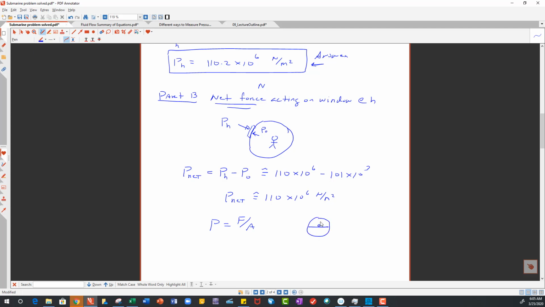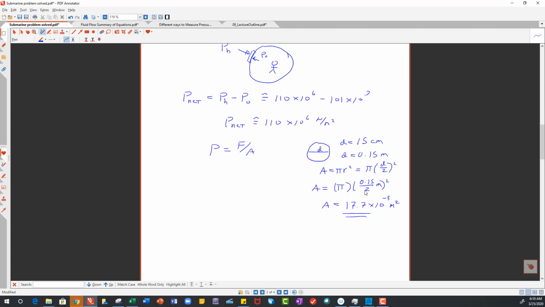And I had input the wrong diameter. The diameter is 15 centimeters. And then the area of a circle, which is a circular window, is pi r squared. So it equals pi times the diameter divided by 2, squared. And if you plug those numbers in, I get an area of about 18 times 10 to the minus 3 meters squared. So now I'm ready to go ahead and calculate force.